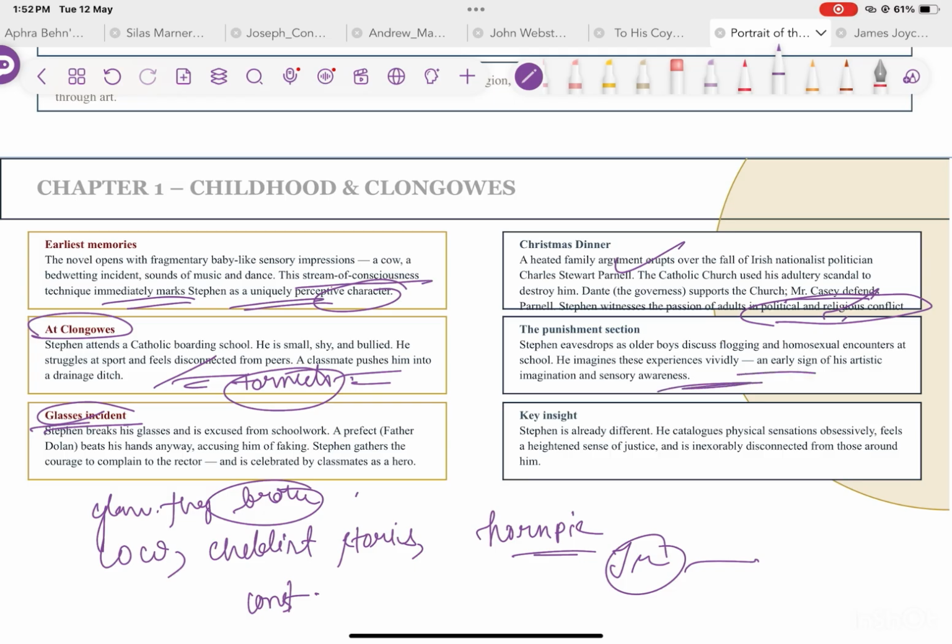The school supervisor flogs him unnecessarily because Stephen's glasses are broken. You see the glasses incident: the glasses are broken, and he cannot see properly or complete his work.